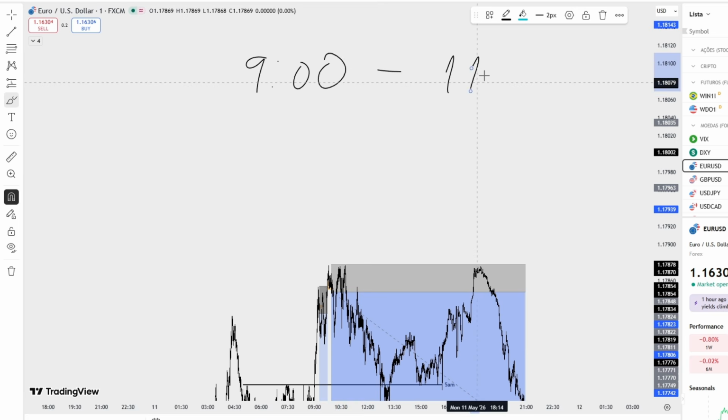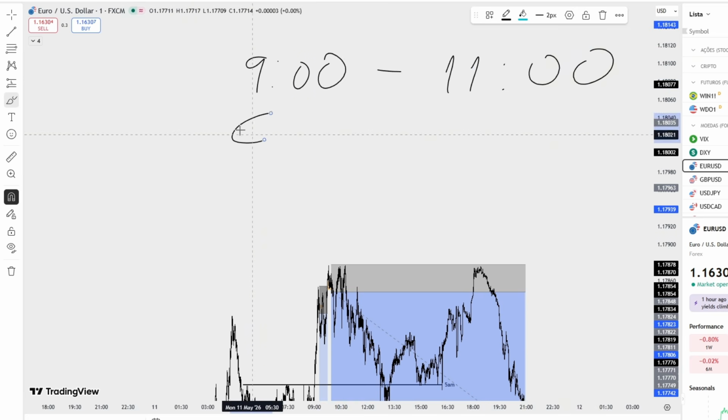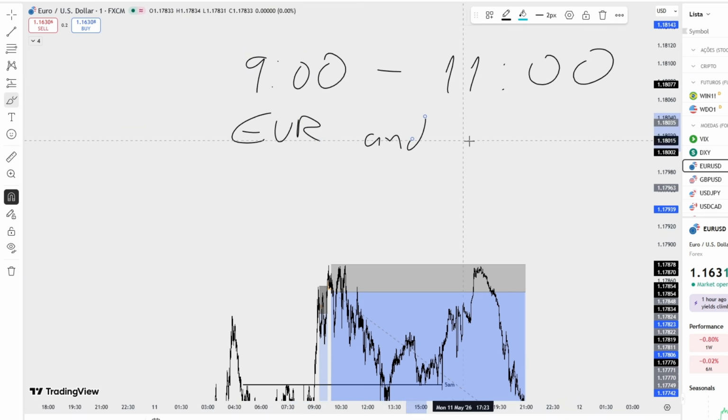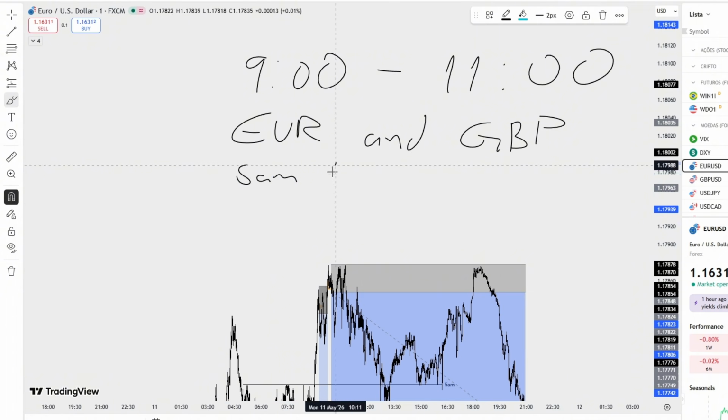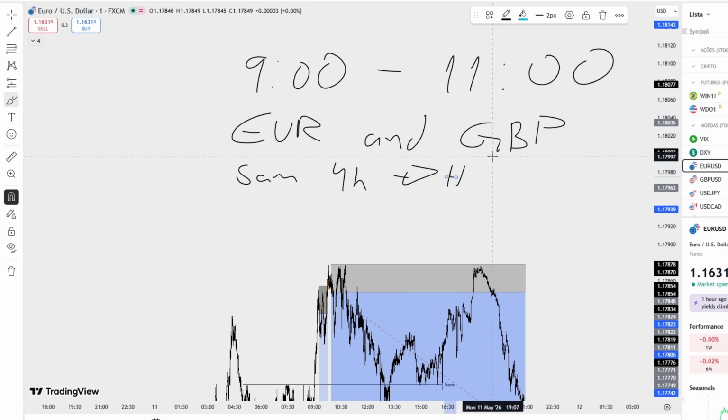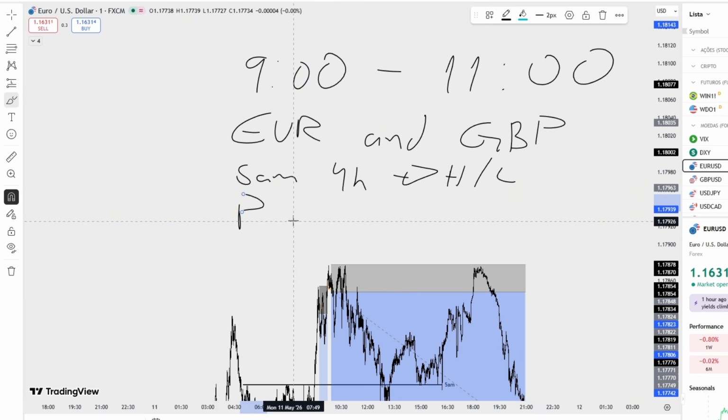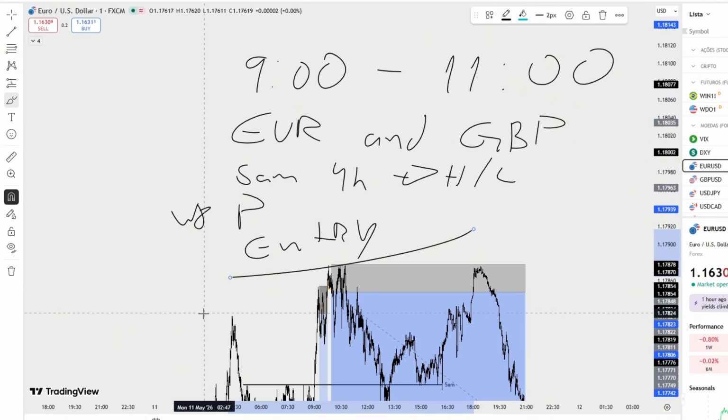9 to 11. We have the assets, Euro, and I'm gonna put an N here because, you know, GBP. The 5 a.m. 4-hour candle, mark the highs and lows, wait for the purge, and then entry. And this video is going to be about entry.